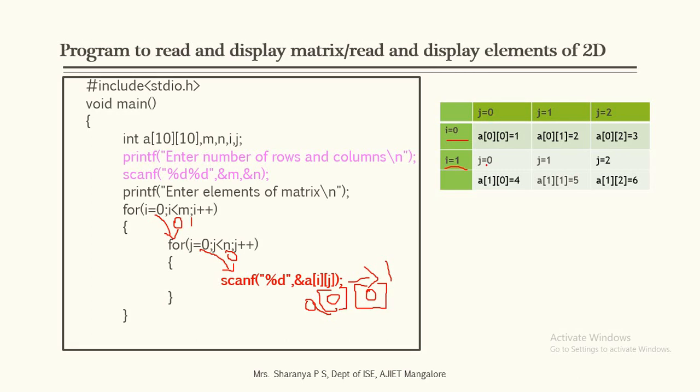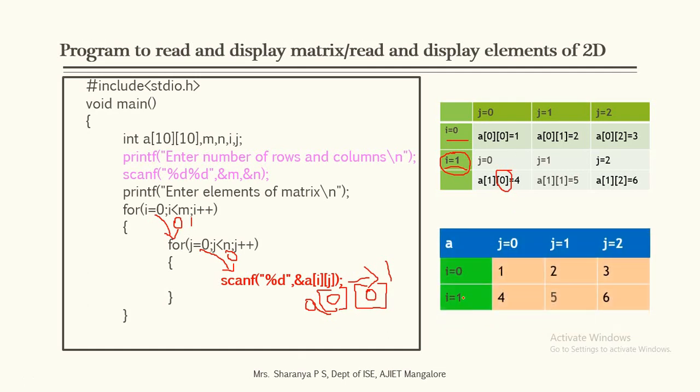And j initially will be 0. So it is referring to A of 1, 0. This A is the array name, 1 is the index of the I, and the j index is mentioned as 0. All the time, first it will be referring to the row index and second it is referring to the column index. So 4, 5, 6 will be stored into the array. So this is how it will contain the elements at the end.